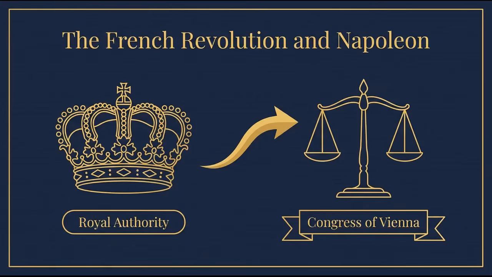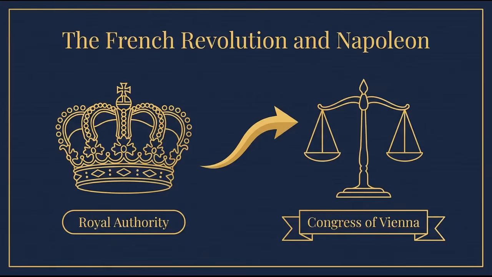Out of this turbulent period rose Napoleon Bonaparte. His path to absolute power followed a distinct sequence. He first seized control in the 1799 coup d'état, becoming first consul. He later declared himself consul for life, and finally crowned himself emperor in 1804.